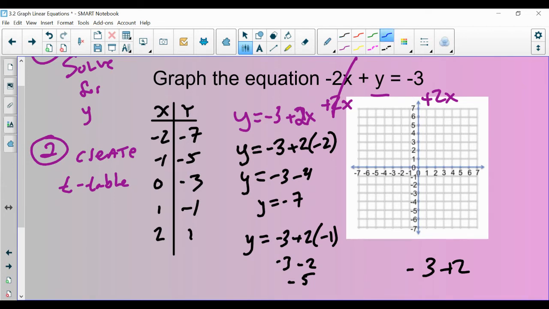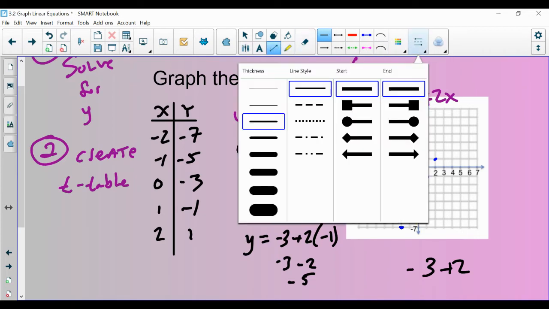So these are the points that I have to plot. Negative 2, negative 7 would be down here. Negative 1, negative 5. 0, negative 3. 1, negative 1, and 2, 1. So as you can see, these are going to form a line, which is fantastic news for us. That's exactly what we want.